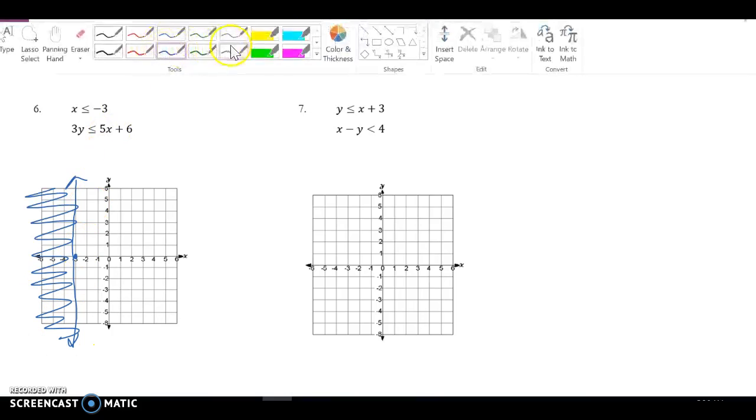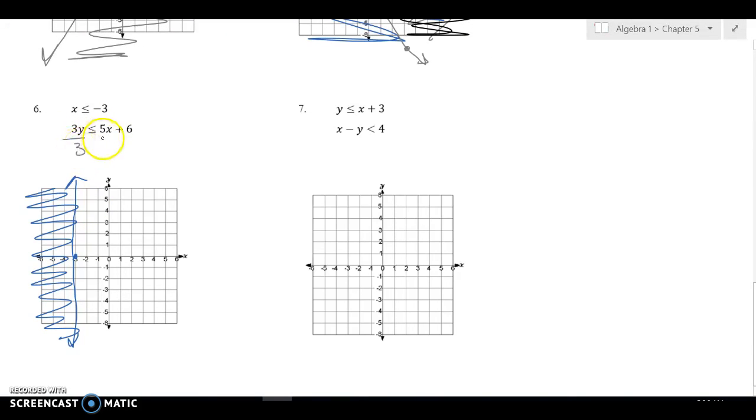And then the next problem, again, another divide by 3. Lots of divide by 3 on this page. And so I get 5/3 x plus 2. So my m is 5/3 and my b is 2. So I'm going to go up 2. And up 1, 2, 3, 4, 5, and over 3. Down 1, 2, 3, 4, 5, and over 3.